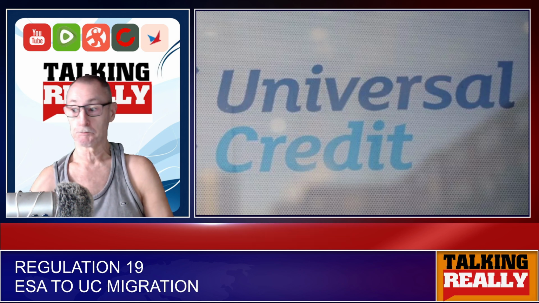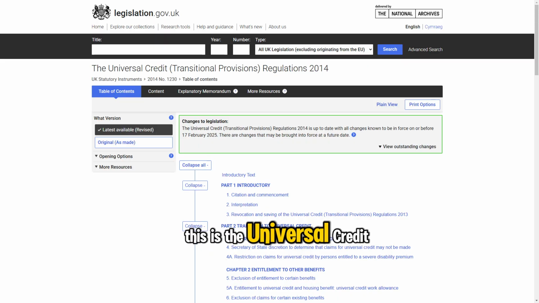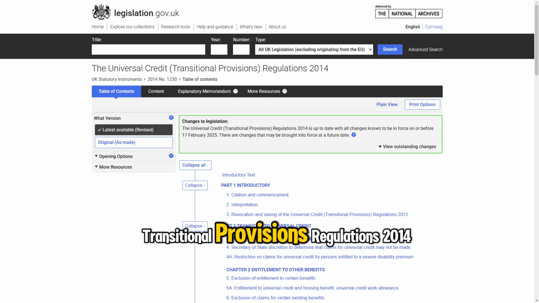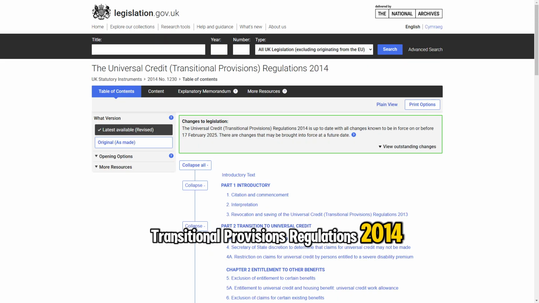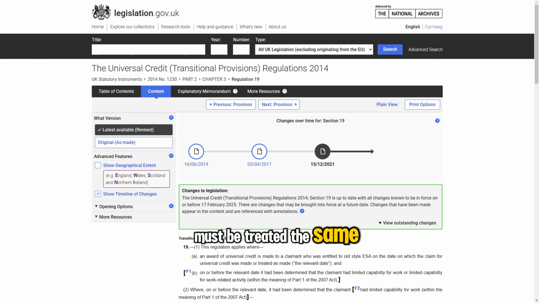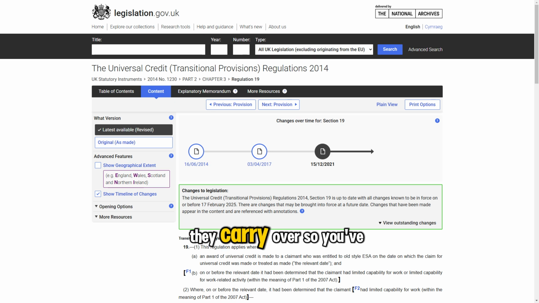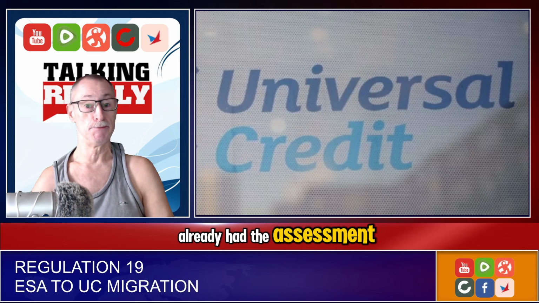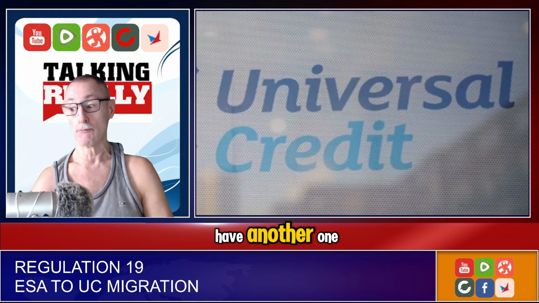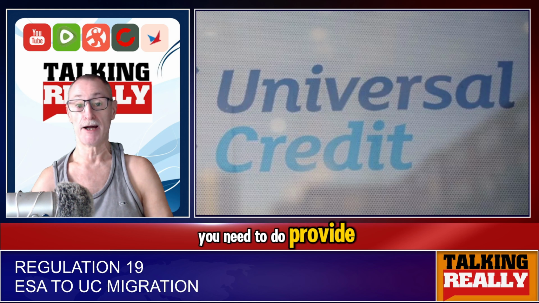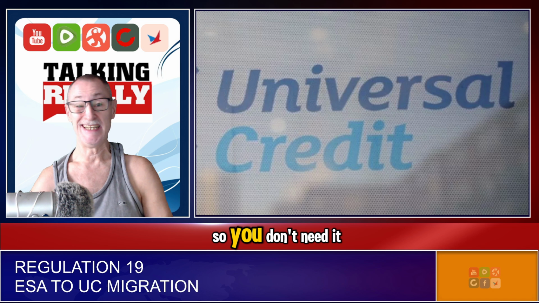Under the law, this is the Universal Credit Transitional Provisions Regulations 2014. Regulation 19 says that you must be treated the same under universal credit, meaning your work capability assessment decisions carry over. So you've already had the assessment and you don't need to have another one, and the only thing that you need to provide, if you haven't got it, is fit notes. So you don't need it.